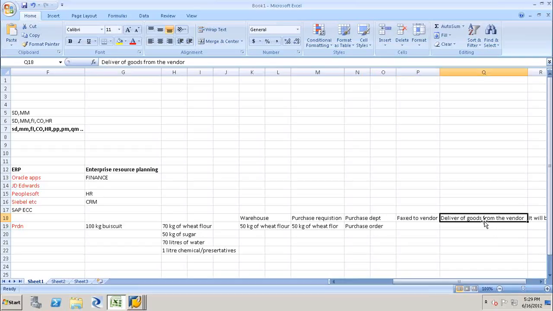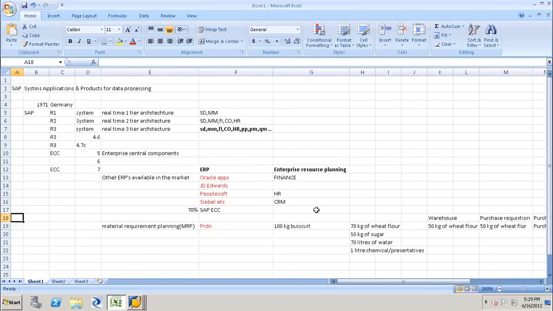Like this, there will be different business processes which can be automated using the SAP ECC system. So the purpose of this ERP is automating the business process. That is point number one. Number one is accelerating the business process. That means speeding up. Yeah, exactly. Accelerating the business process.